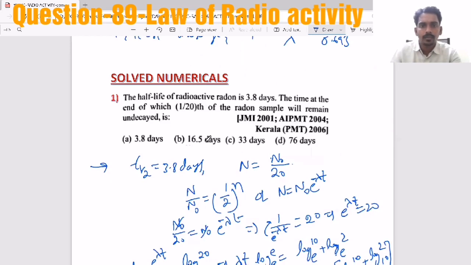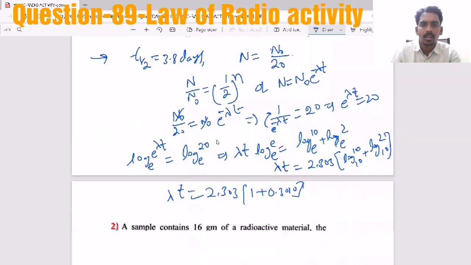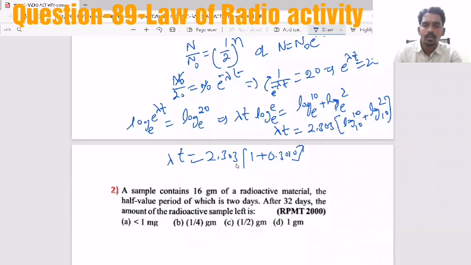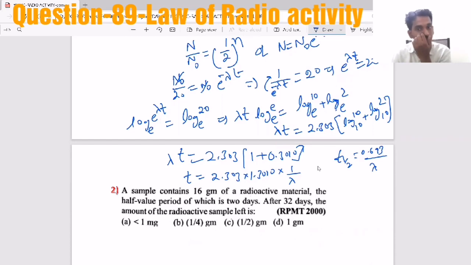Here they have given T half, not lambda. So it will become T equal to 2.303 into 1.3010 into 1 by lambda, where T half is 0.693 by lambda. Then 1 by lambda can be replaced as 0.693 by T half. So if you substitute that value, then you will get the T value. So this is how you have to apply.